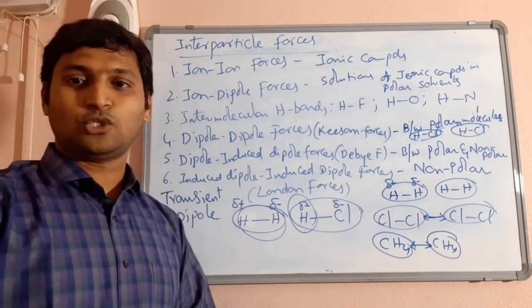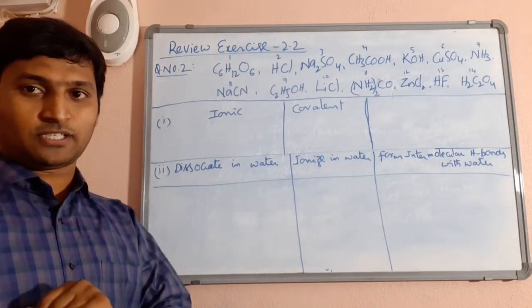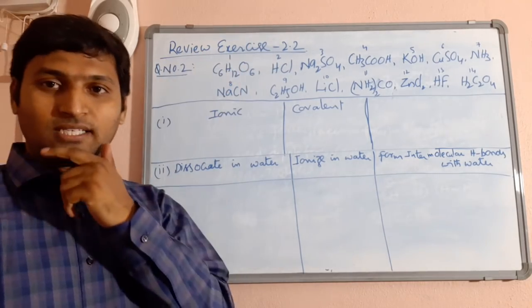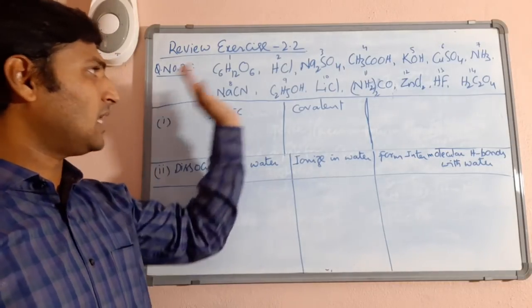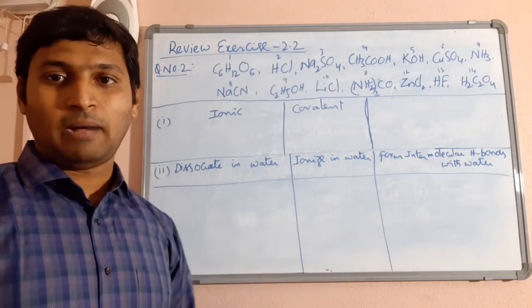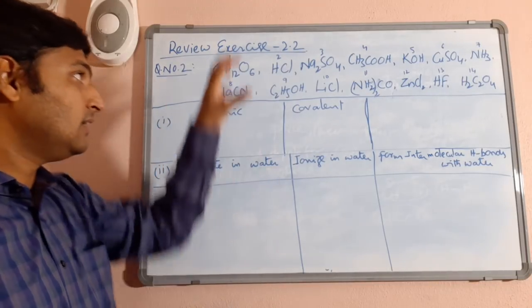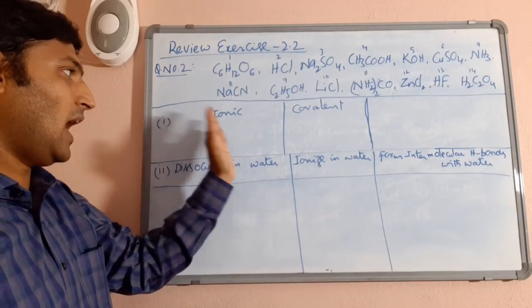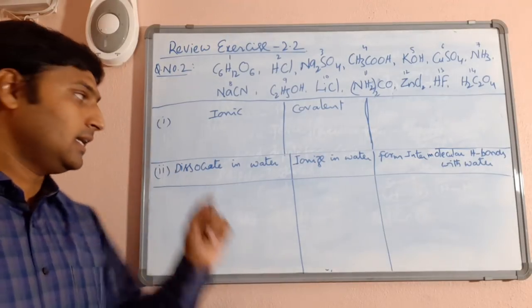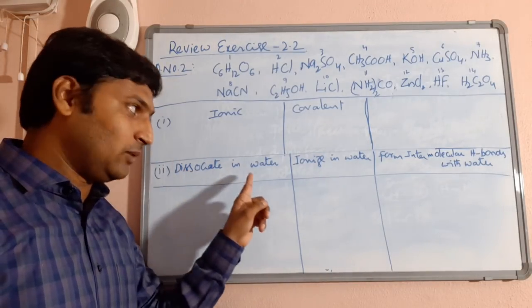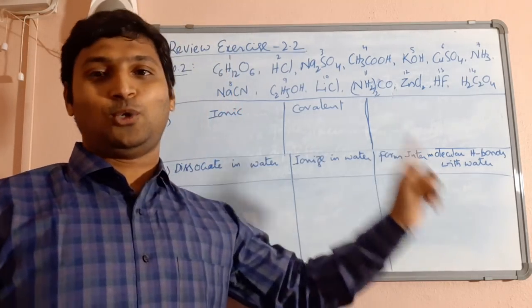Okay, so review exercise 2.2. I'll go to the second question first, by the way. In the second question of review exercise 2.2, a set of 14 substances were given. I've just numbered them so that it will be convenient for me to mark them later. Now he has asked two questions from this. One is, classify these substances into ionic substances and covalent substances. The second is, whether they would dissociate in water, or ionize in water, or form intermolecular hydrogen bonds with water.